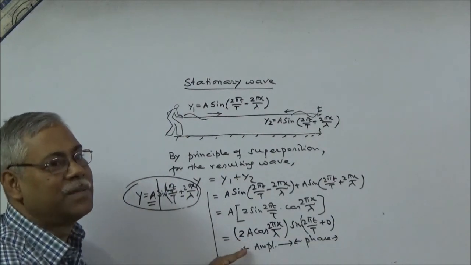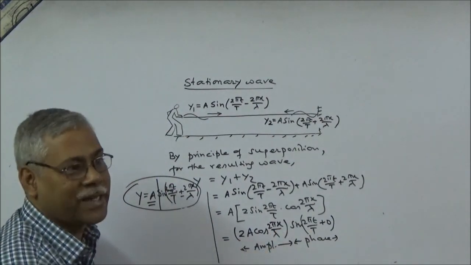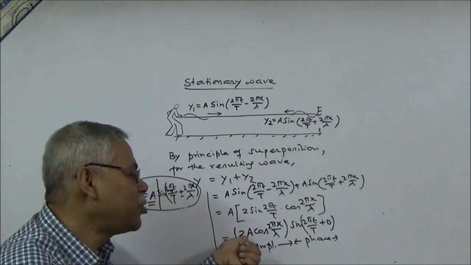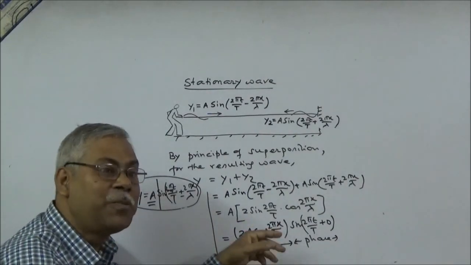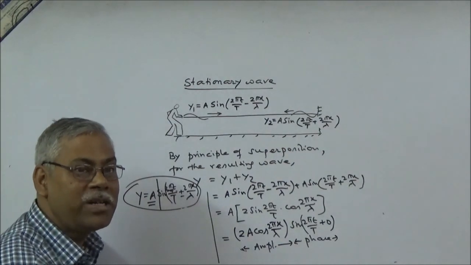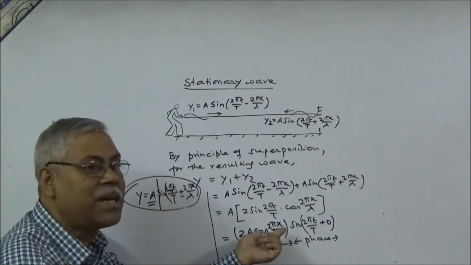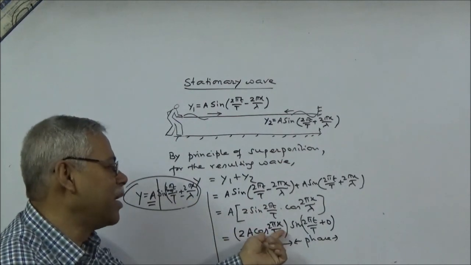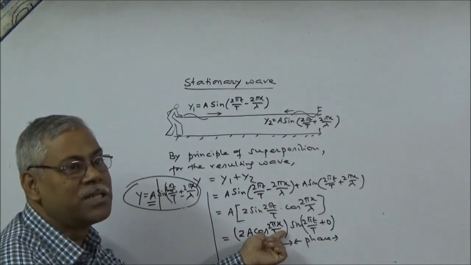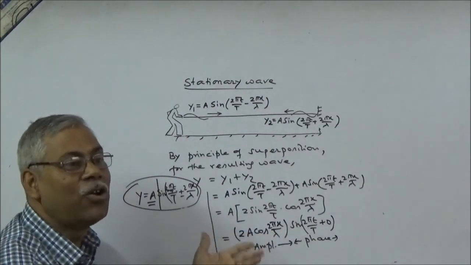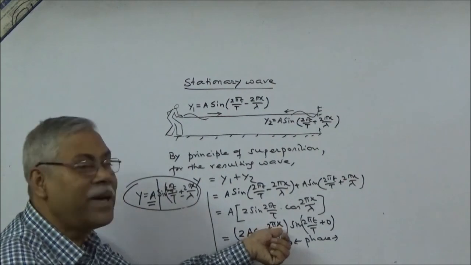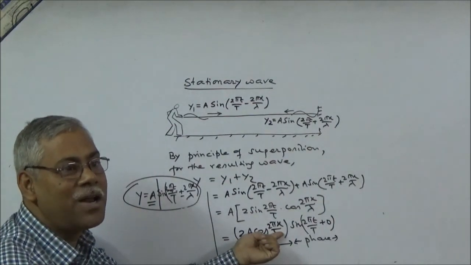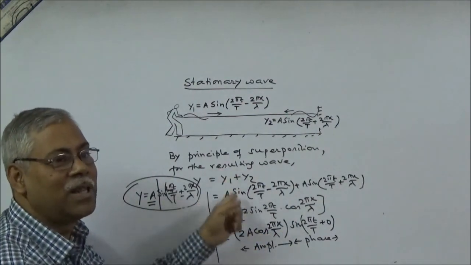Amplitude of oscillation of a particle depends on X. What is X? In waves, what is X? Position. So the amplitude of oscillation of a particle depends on its position. For this particle, the value of X is such that cos theta is 0, so this particle will not vibrate. For another, the value of X is such that cos theta equals 1, so this particle will vibrate with large amplitude.